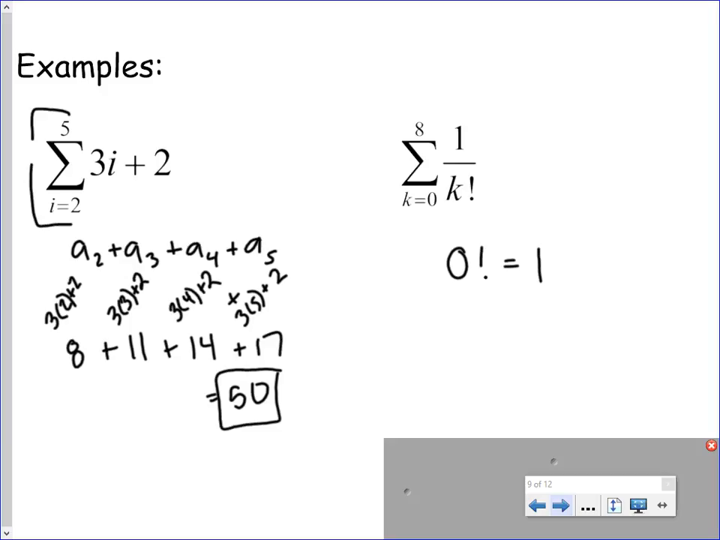So 0 factorial is 1, 1 factorial is also 1. And then you probably are comfortable with 2 factorial, which is 2. So just so that you're aware of that, if you type 0 factorial into your calculator, it will give you an output of 1. I think about it in terms of arrangements, because that's kind of what factorials are.